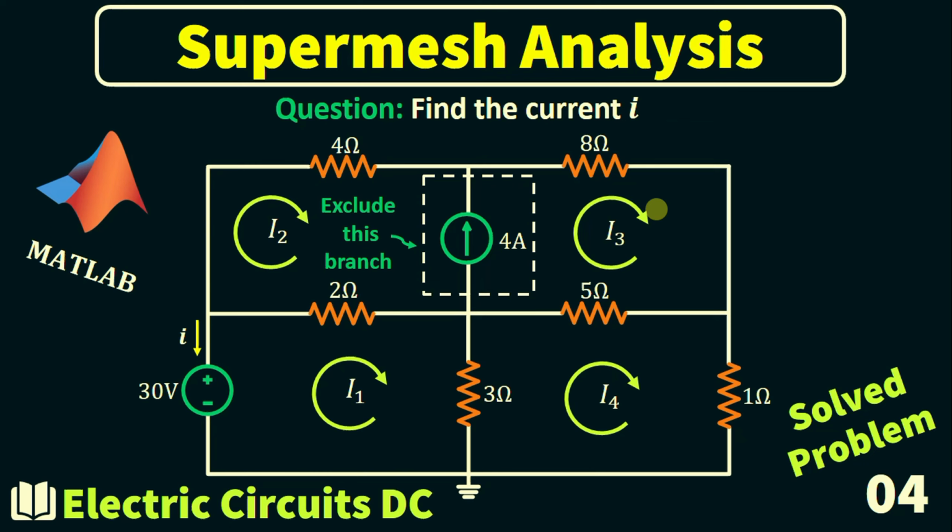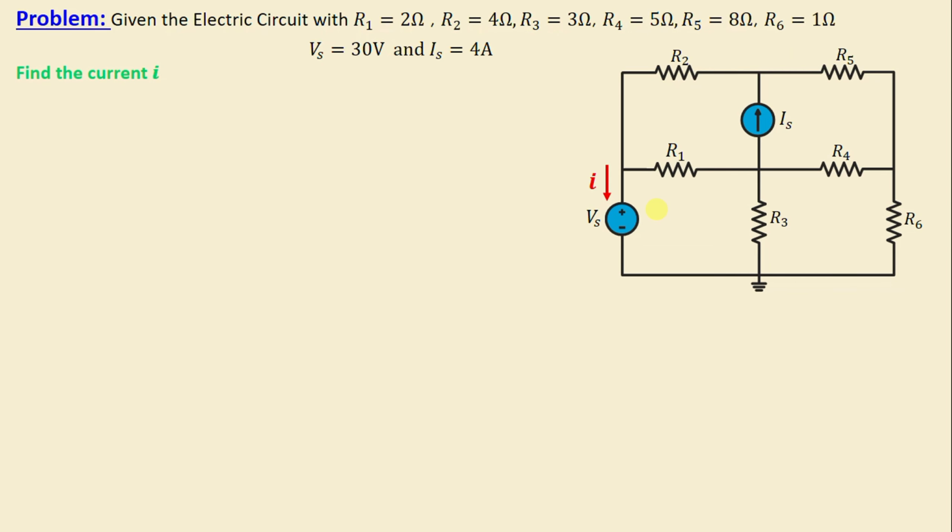Solve the problem number 4. Let's consider this network consisting of 6 resistors labeled R1 through R6, as well as voltage source Vs and the current source Is. The question is to find the current I. Let's move on to the solution.